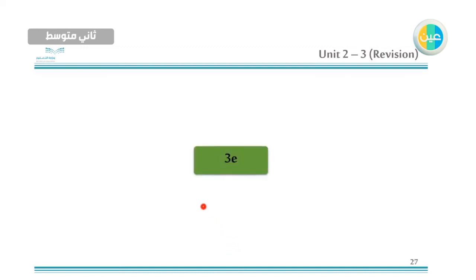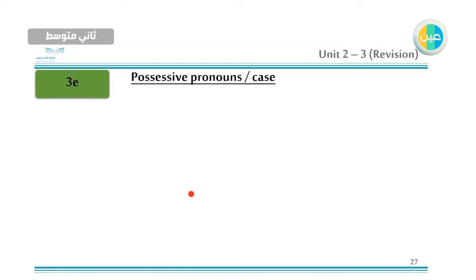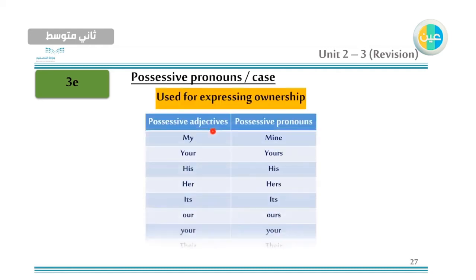Alright, now let's talk about lesson 3. In this lesson we will discuss the possessive pronouns and possessive case. We use possessive pronouns and possessive case to express ownership. And these are the possessive pronouns: mine, yours, his, hers, its, ours, yours, theirs.